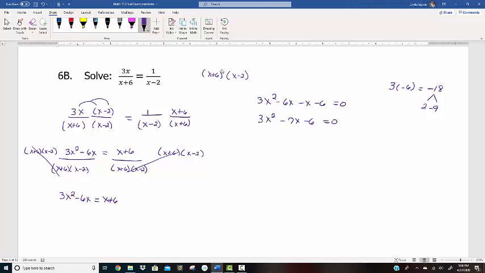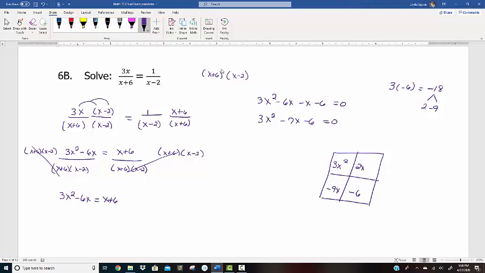So you can use the method of your choice. I choose to use this box method. You can use whatever method you know. 3x squared and negative 6. Then I put these in. So I have 2x and negative 9x.